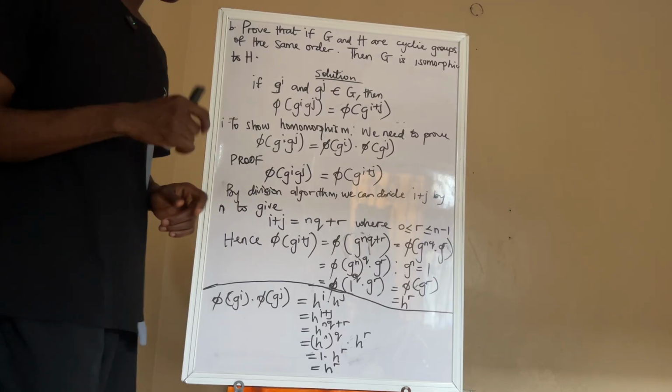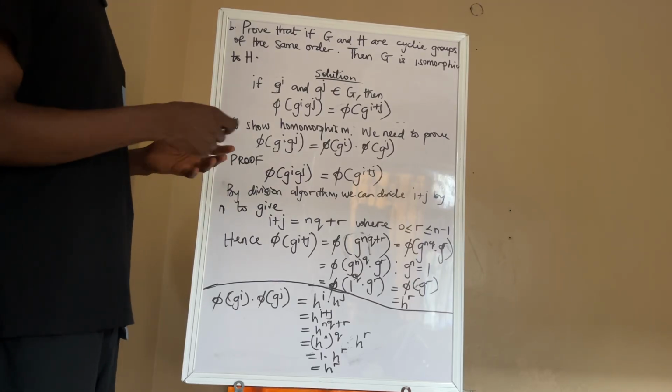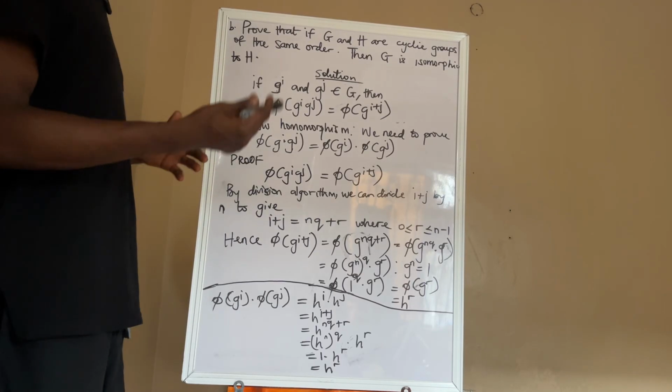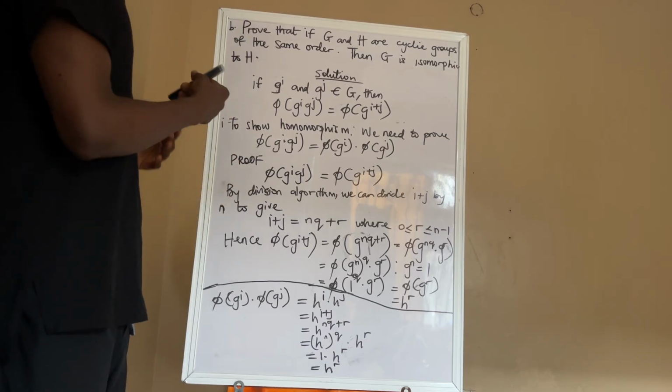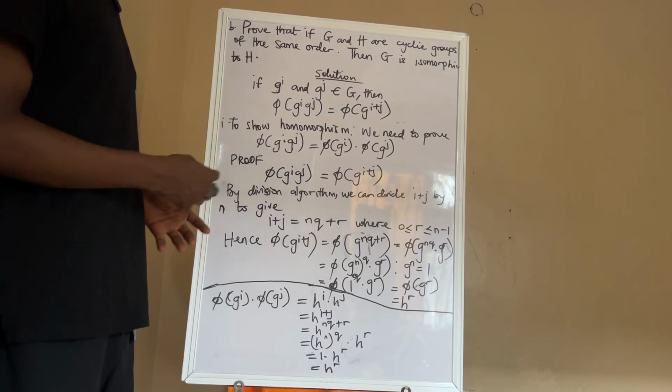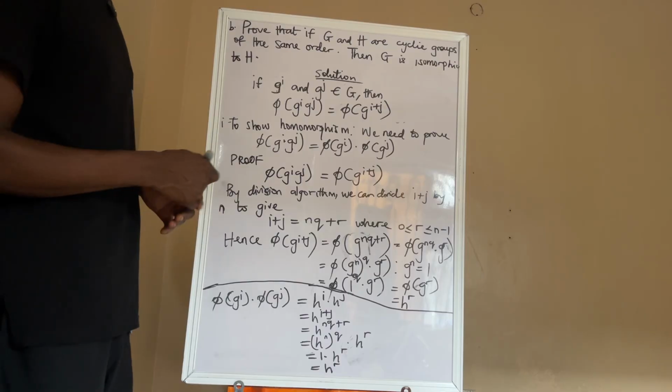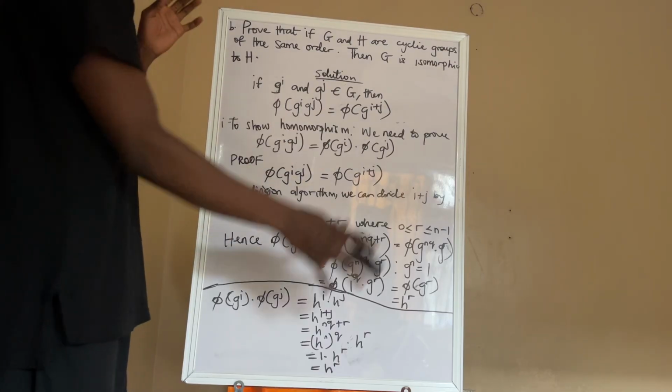So to the proofs, first we want to show that phi is a homomorphism. Like we said, to show isomorphism, we have to show that it's a homomorphism, then we have to show that it's onto, and then we have to show that it's one-to-one as well. So I'm starting with homomorphism. This is the proof for homomorphism.